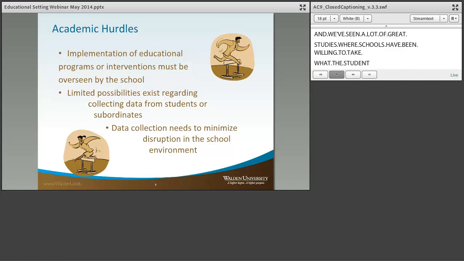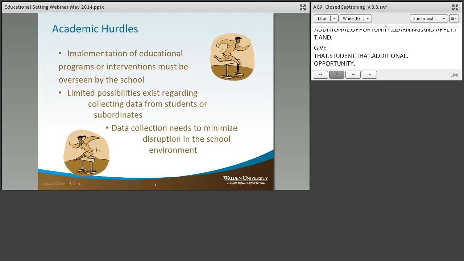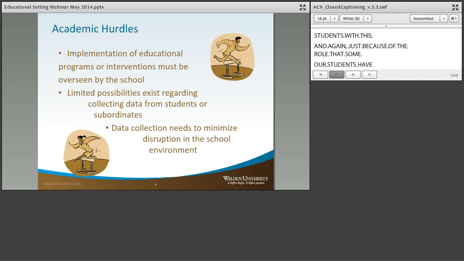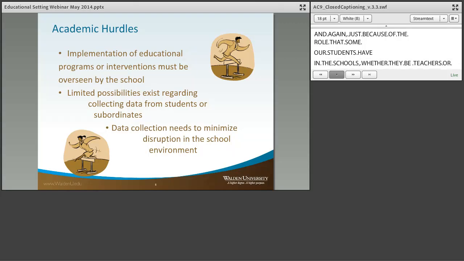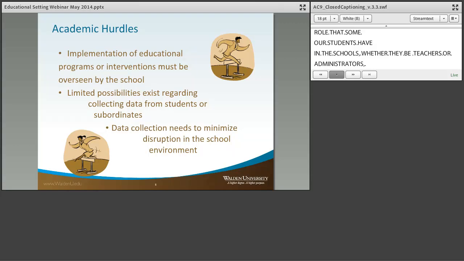So again, there are a lot of opportunities for students with this. And again, just because of the role that some of our students have in the schools, whether they be teachers or administrators, there are some additional really practical details that need to be considered. In general, somebody who's in a position of authority, such as a teacher or maybe a principal, really cannot collect identifiable data from their subordinates or students that they're currently teaching.